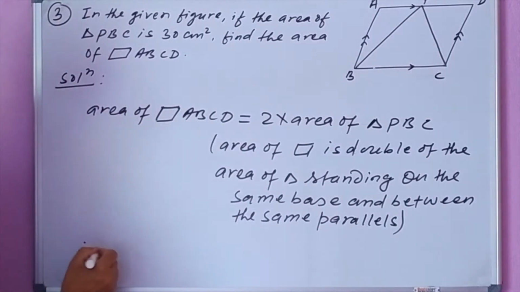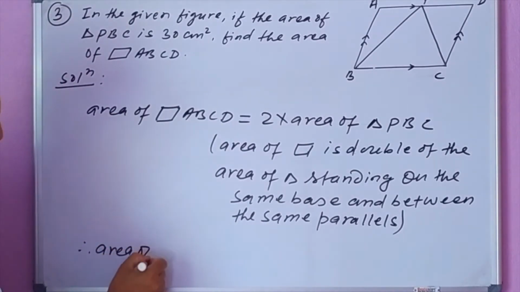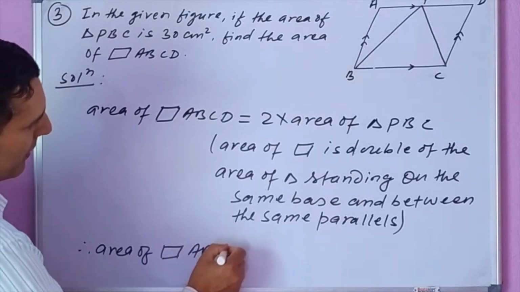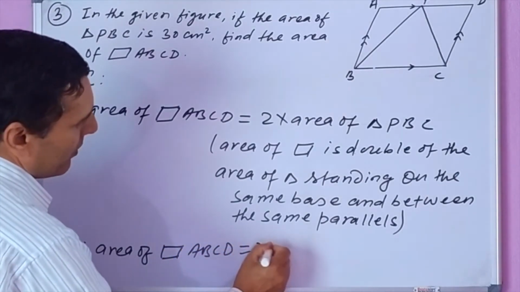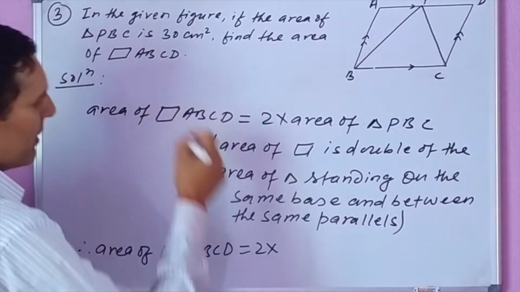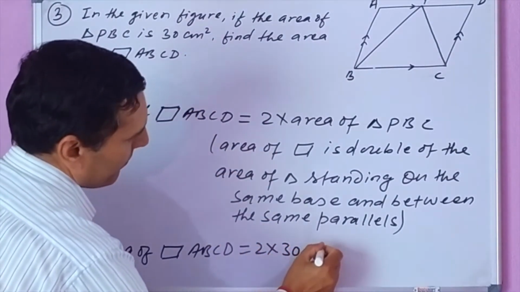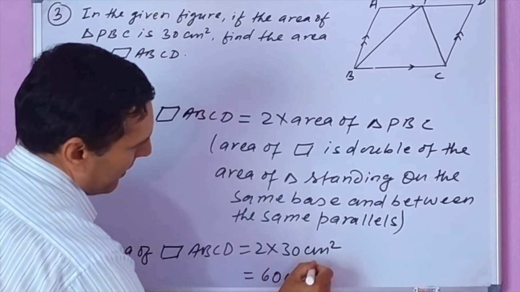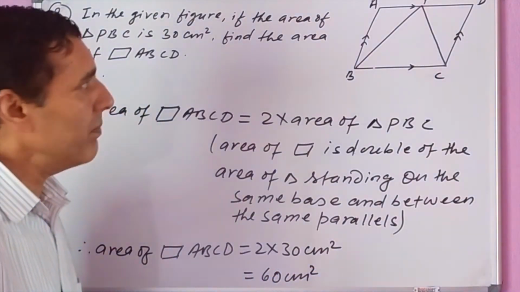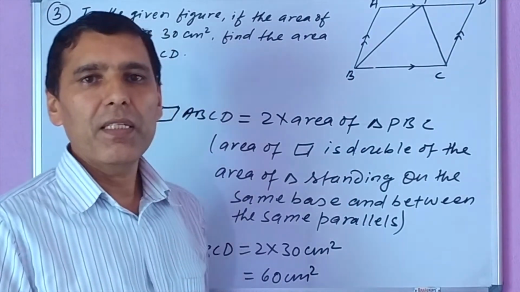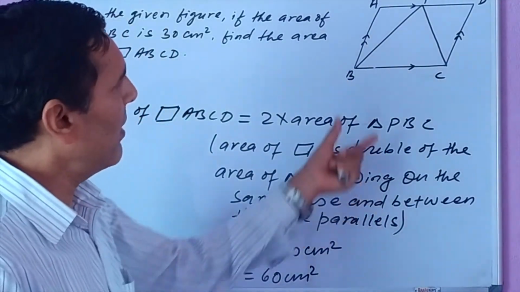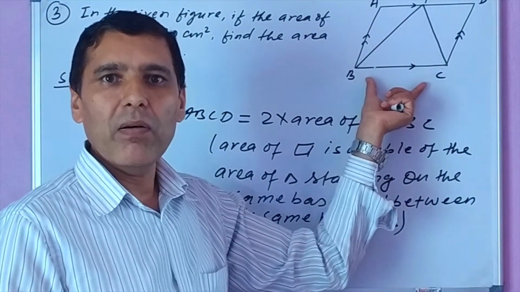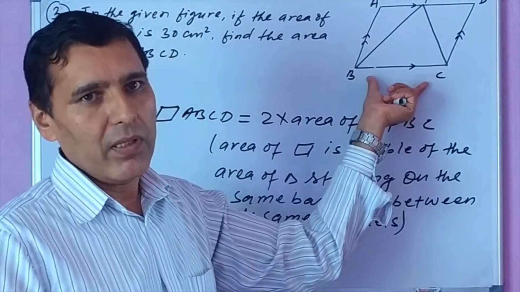Therefore, area of parallelogram ABCD is 2 into area of triangle PBC, which is 30 square centimeter. So it is 60 square centimeter. Therefore, area of parallelogram ABCD is 60 square centimeter, which is the double of the area of the triangle PBC, if the triangle and parallelogram are standing on the same base and between the same parallels.